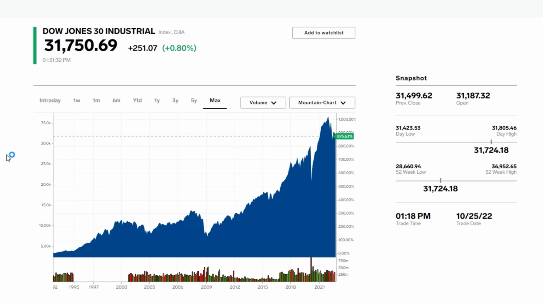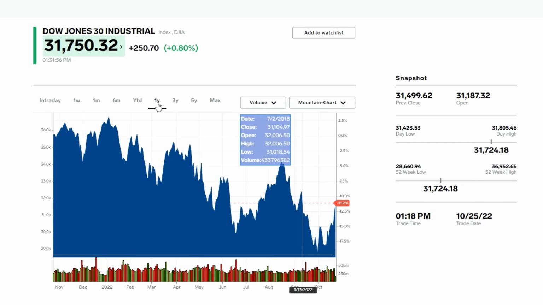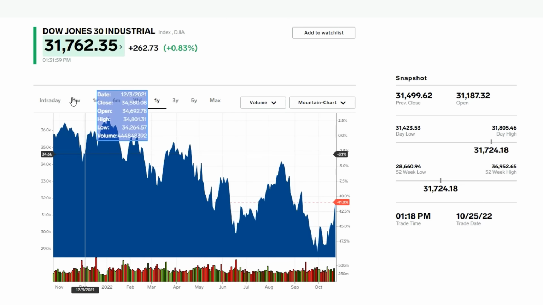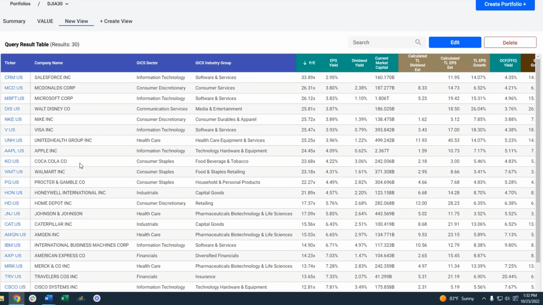Dissecting the Dow Jones 30 Industrial Average. Here we're looking at a long-term chart. It's an interactive chart that shows that the Dow has steadily gone up over the years with the occasional interruption. And we can also see by looking at the last year of the Dow this year that the Dow is down. But has the Dow become cheap or is it still expensive?